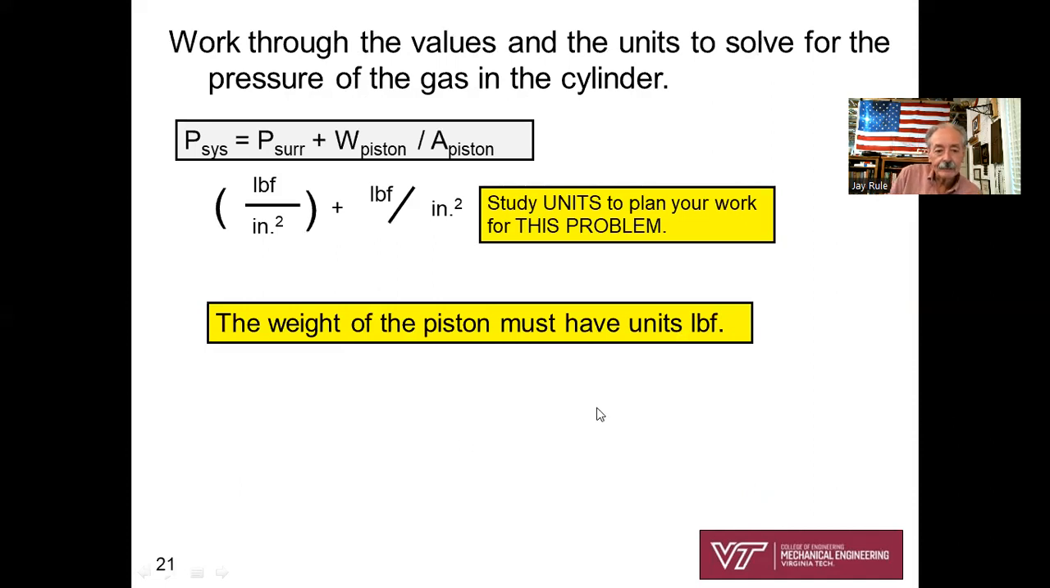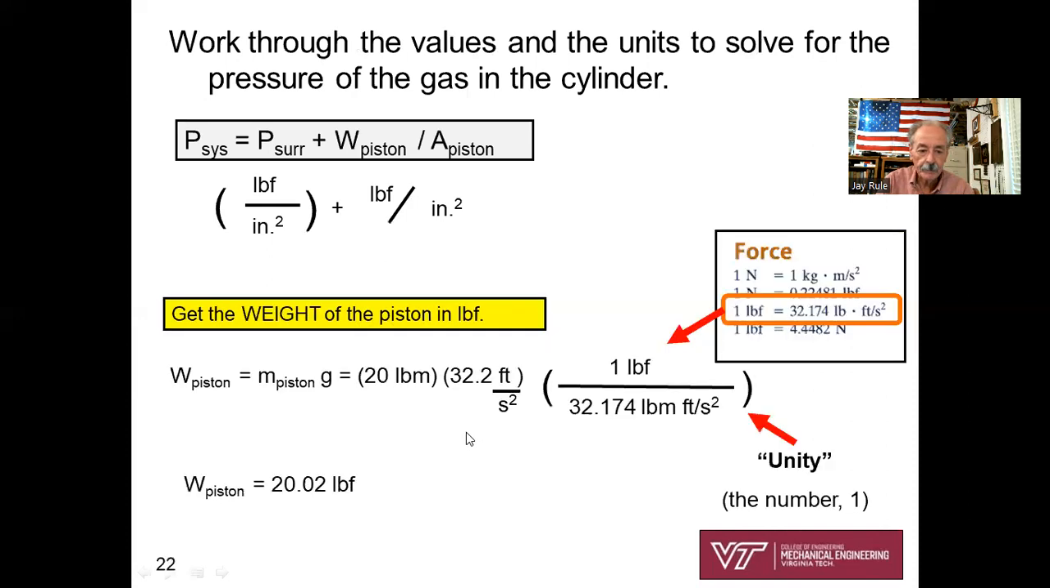Okay. And so work through, let's look at some units. P of the system. P of the surroundings given as 14.7 pounds force per square inch. Units over here, W piston over A, pounds force of the piston, not given. A of the piston, 8 square inches, given. Okay, so I've got to figure out the weight of the piston first, I think, as an intermediate piece of work before we move into the final solution.